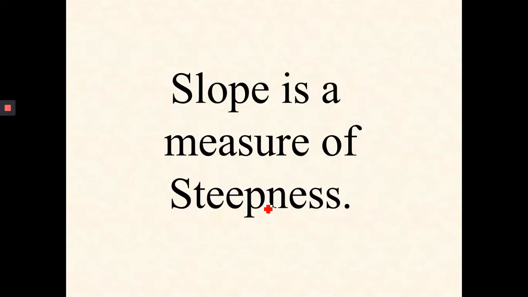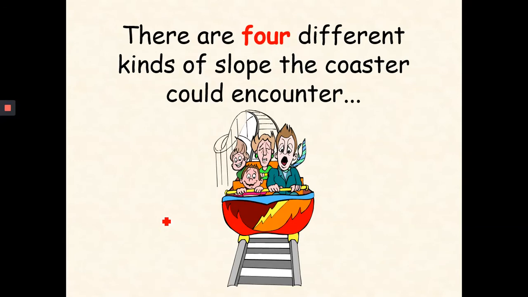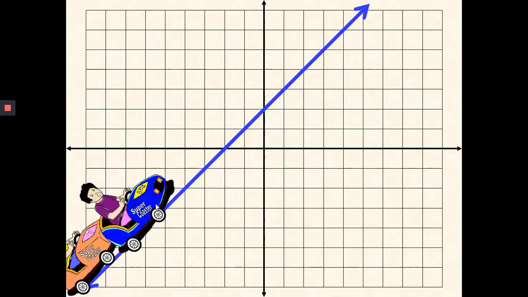Okay? Slope is the measure of steepness. So let us say we have here a line. We have here different lines. A slope gives you the measure of the steepness of those lines. Okay? So we have four kinds of slope.